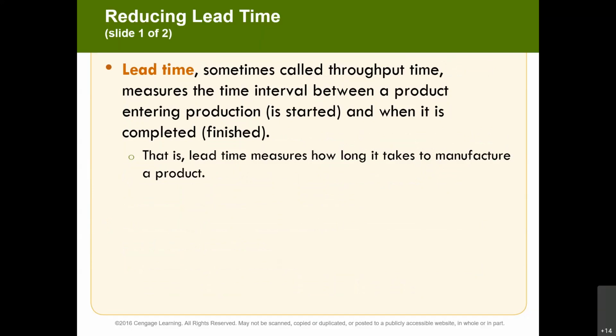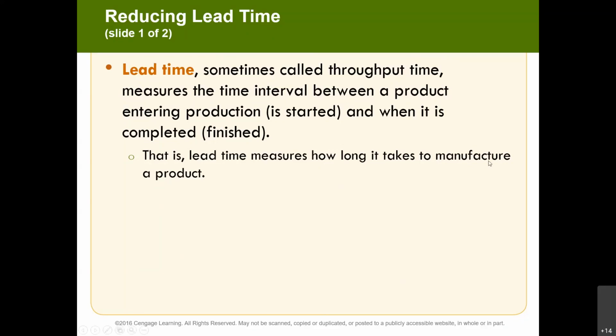So going back to our example with Tesla, the start time is when we are moving our raw materials, our steel, aluminum, and parts to the manufacturing process. That's when we start the production process. And when it's completed, that's when it's rolling off of the assembly line. The finished car is rolling off the assembly line. That whole time it takes to manufacture it, we call it lead time. It measures how long it takes to manufacture a product.